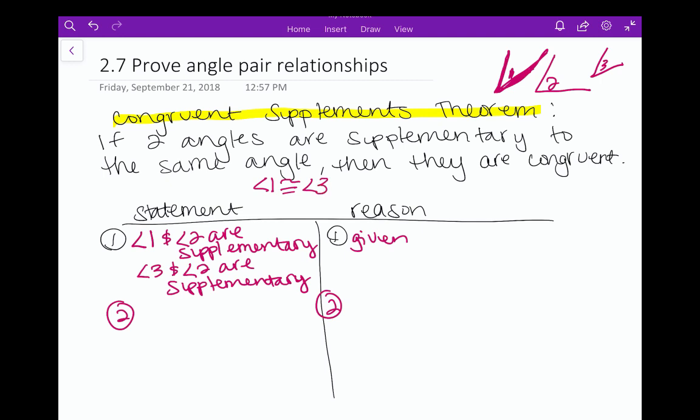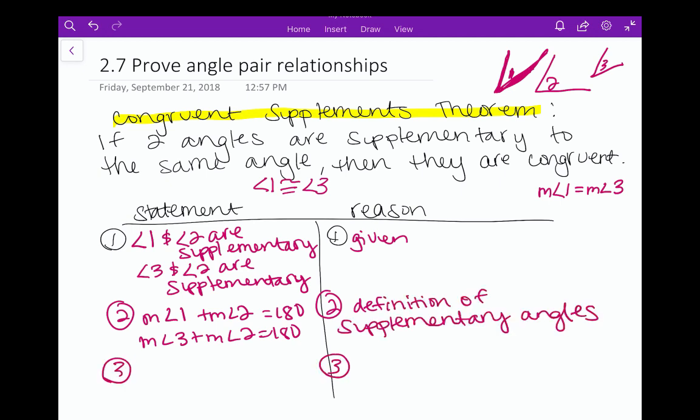Which remember, if we want to say that those are congruent, then we need to prove that the measures of their angles are equal. So remember, the measures are equal, the angles are congruent. So if we are given that something is supplementary, we probably need to use that definition. So the measure of angle 1 plus the measure of angle 2 equals 180, and the measure of angle 3 plus the measure of angle 2 equals 180. That is the definition of supplementary angles. Now again, we're trying to get that 1 equals 3.